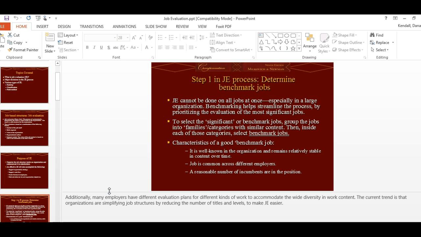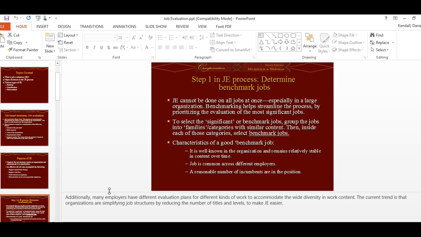So we're going to select these significant or benchmark jobs. We're going to group the jobs into families or categories with similar content in terms of what they require on a day-to-day basis. And then inside each of the categories, we're going to select those benchmark jobs.